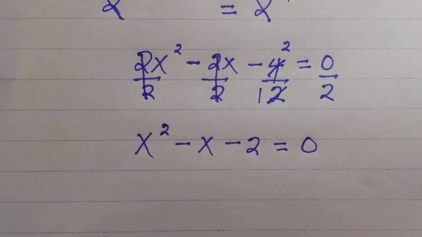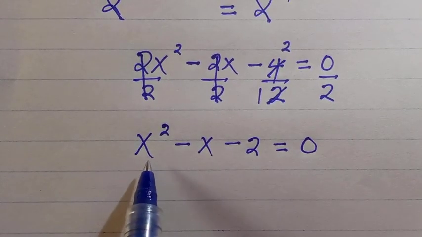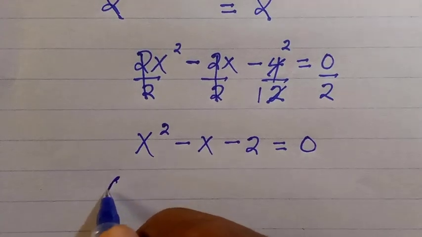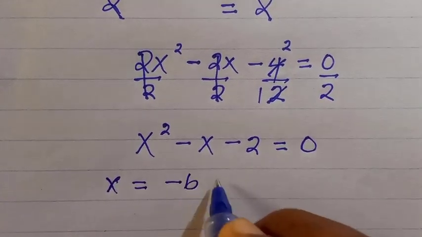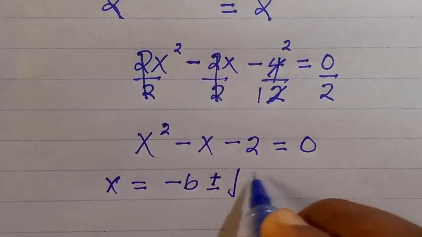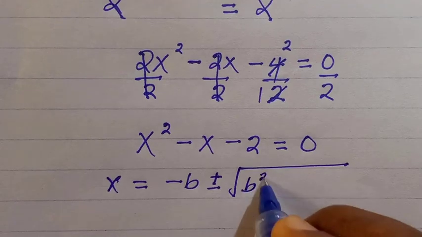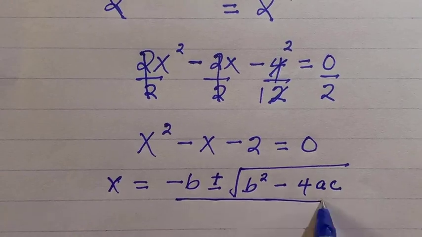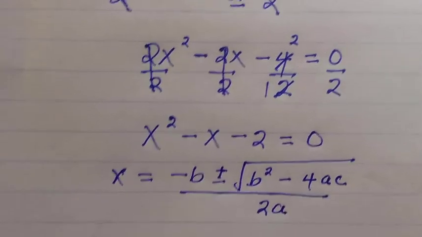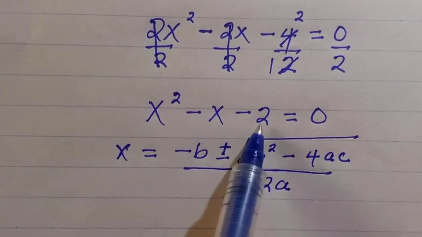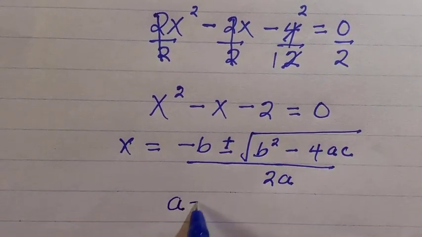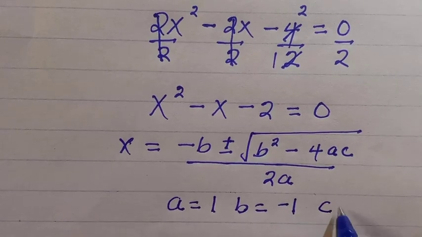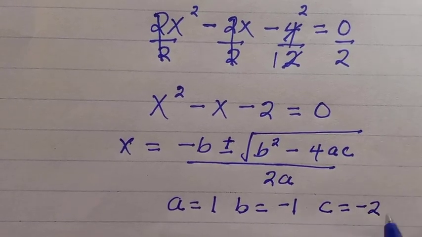On getting this, here is a quadratic equation, which we can solve by applying the quadratic formula, given that x equals minus b plus or minus the square root of b squared minus 4ac, all divided by 2a. And from this question, the value of a is 1, b equals minus 1, and c equals minus 2.